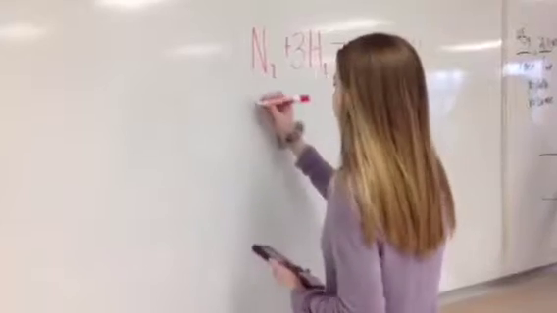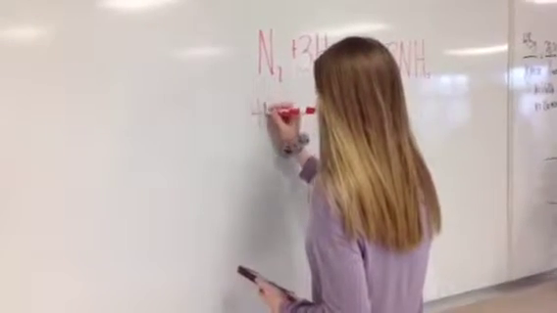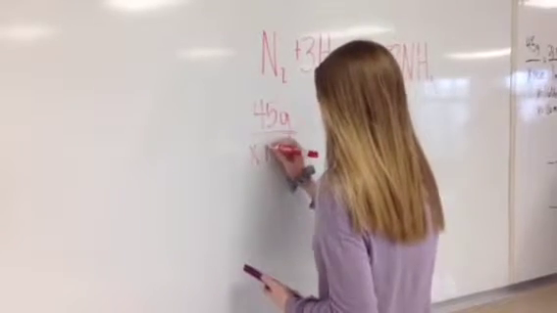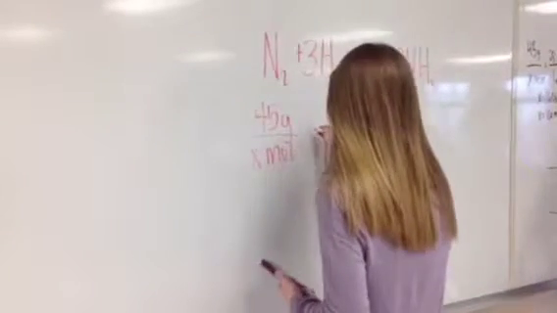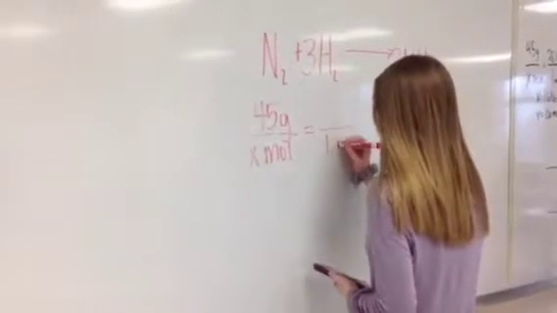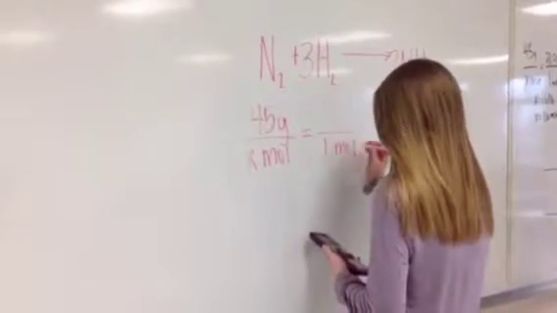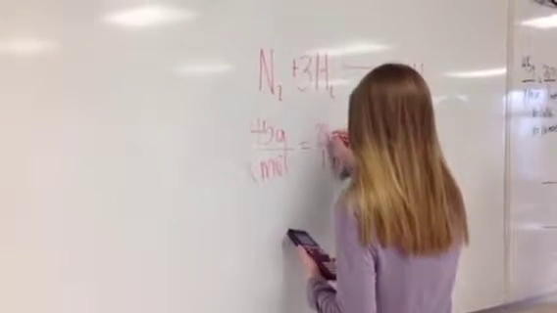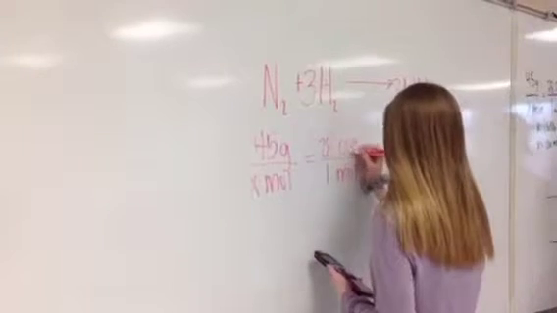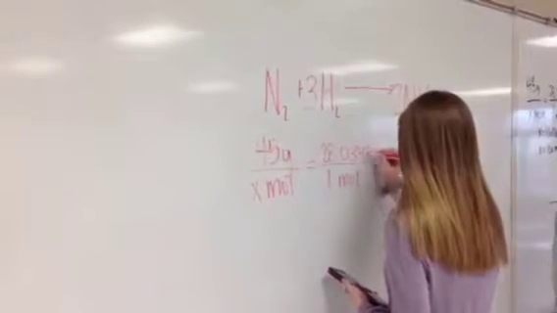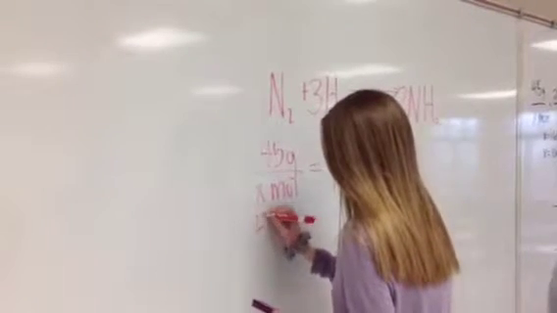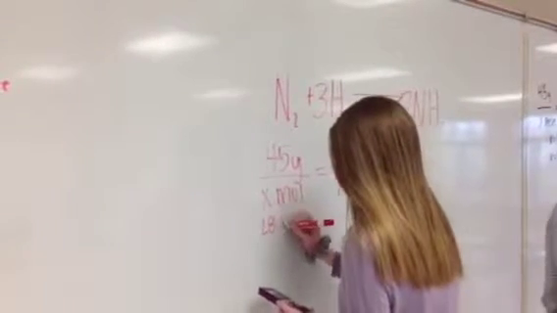Before we can proceed to the BCA table, we must convert the 45 grams of nitrogen that we have into moles. In order to do that, we need to set up a proportion of 45 grams over X moles to equal 28.01348 grams over 1 mole. We got 28.01348 from the molar mass of N2.